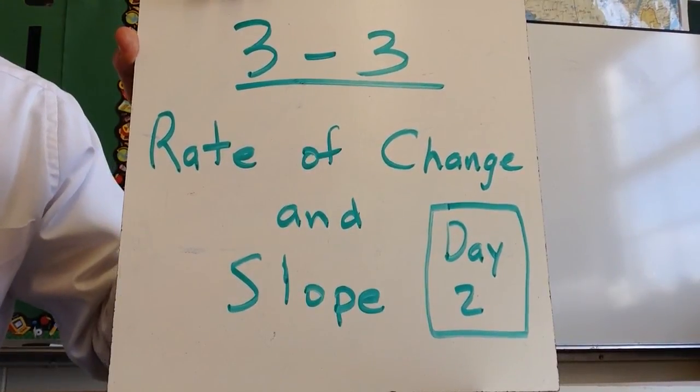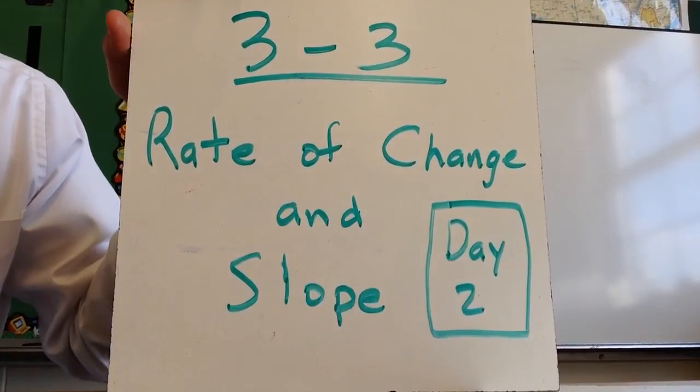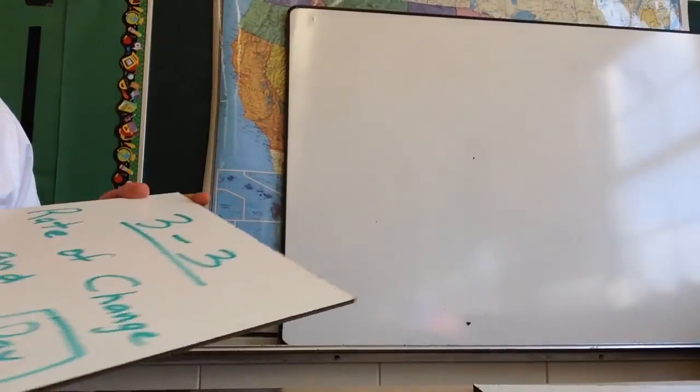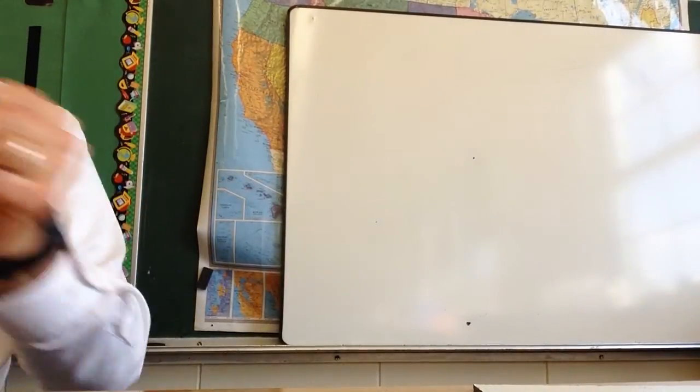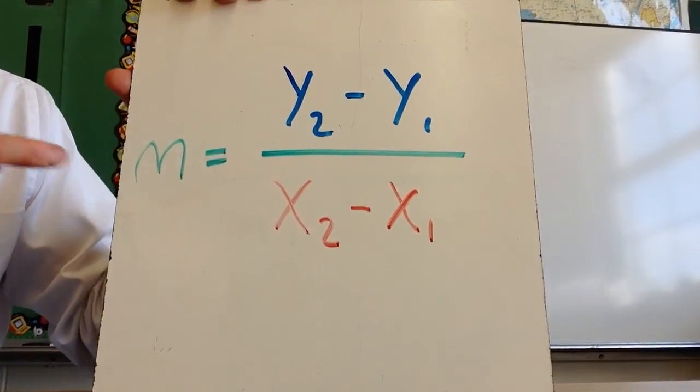Today's video will discuss chapter 3.3, rate of change and slope. This is our second day doing this section, so we're going to really focus in on the slope part this time. Yesterday's video we talked about rate of change, and today we're really going to focus on slope, and here is your formula for slope.